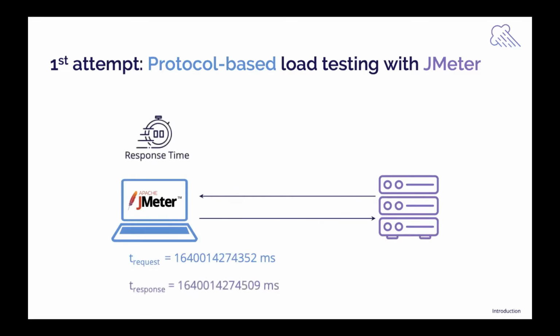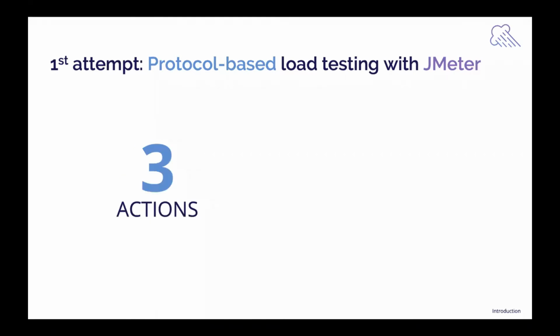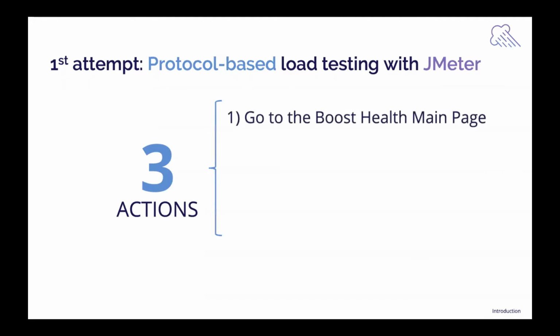For example, if loading a web page triggers HTTP requests for 75 sub-resources, with protocol-based testing, the developers will need to write code to request the original page and all 75 of those sub-resources. The Boost Health engineers want to test a customer adding Brain Boost to her cart, a process that breaks down into 3 different actions. First, go to the Boost Health main page.